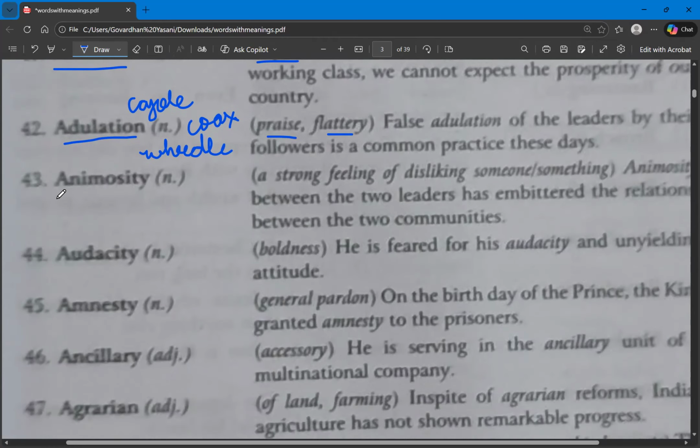The next one is animosity. Animosity means a strong feeling of disliking something or some person. Animosity means dislike. What are the other synonyms? Disdain, abhorrence, anathema, detestation, aversion. These are all hatred. These are all synonyms for animosity.